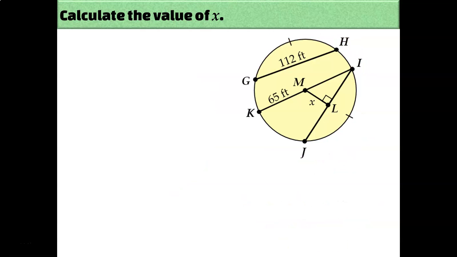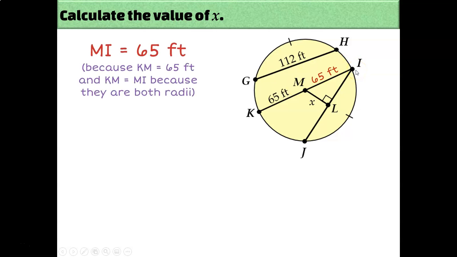Let's try another one. Again, I see that X is one of the legs of a right triangle. So if I could figure out the other two measurements on that right triangle, I would be able to use the Pythagorean theorem to solve for X. Well, I see that KM is a radius, and MI is also a radius. So MI must be 65 feet because KM was 65 feet.